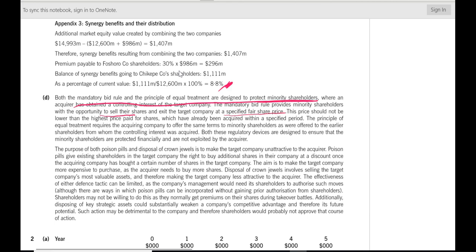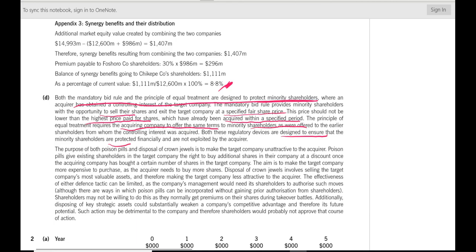Like in the UK, there is a rule that if you acquire 30% of the other company, it is mandatory for you to bid for the remaining 70% of shareholders, at a price which is not less than the previous higher price. This price should not be lower than the highest price paid for the shares which have already been acquired within a specific time period. The principle of equal treatment requires the acquiring company to offer the same terms to the minority shareholders as were offered to the earlier shareholders from whom the controlling interest was acquired. Both these regulatory devices are designed to ensure that minority shareholders are protected financially and not exploited by the acquirer.